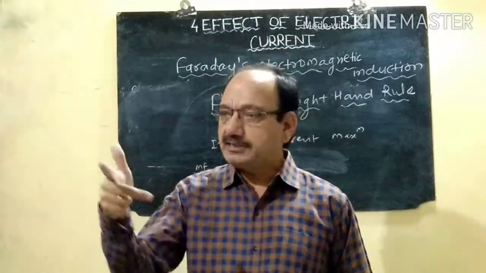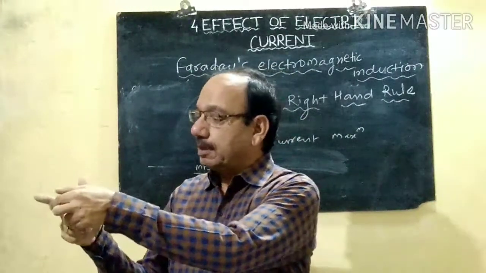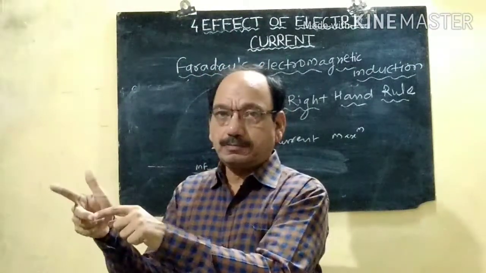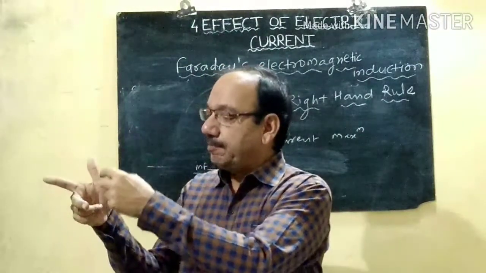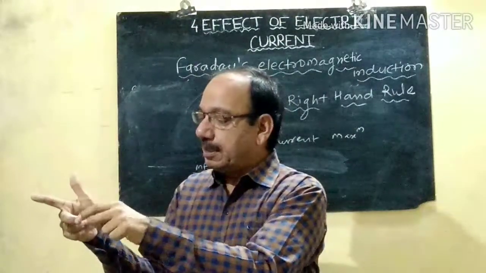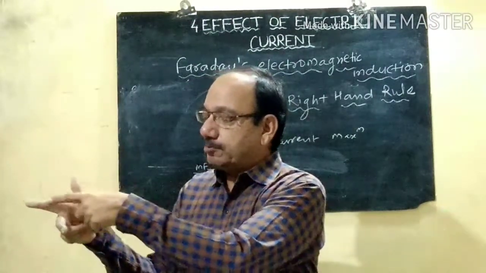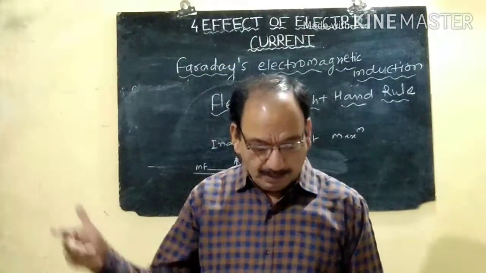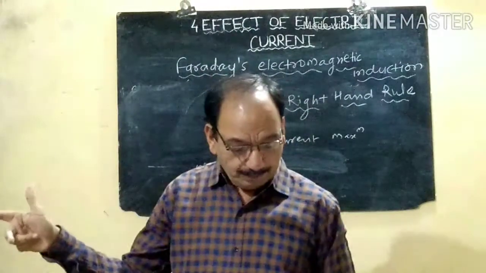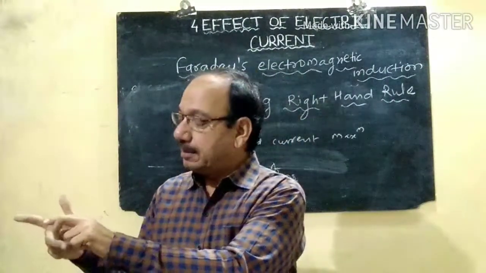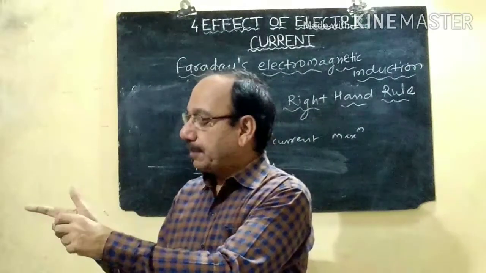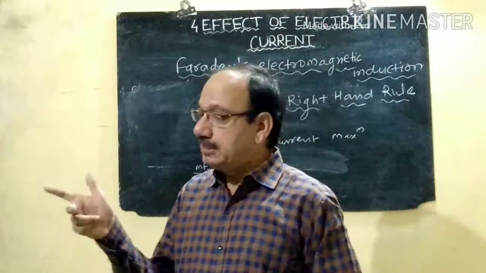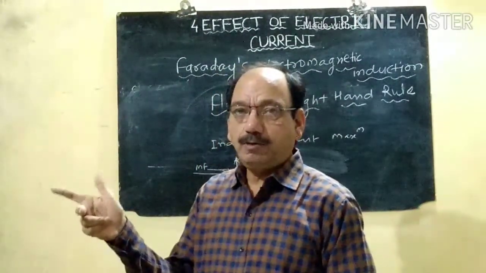When we stretch the thumb, index finger and middle finger of the right hand, they are perpendicular to each other. This thumb is perpendicular to this index finger, and this middle finger is perpendicular to this index finger. The thumb indicates the direction of motion of the conductor, the index finger shows the direction of the magnetic field, and the middle finger shows the direction of induced current. This is Fleming's right hand rule.